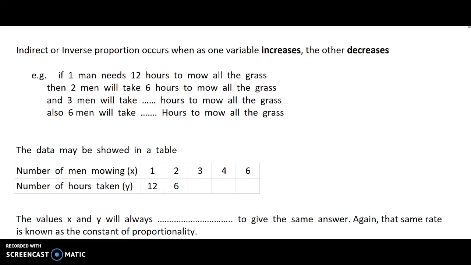Today we're going to look at the opposite of direct proportion, which is inverse or indirect proportion. So the words that are used to demonstrate this are either indirect proportion or inverse proportion. Both mean the same thing.